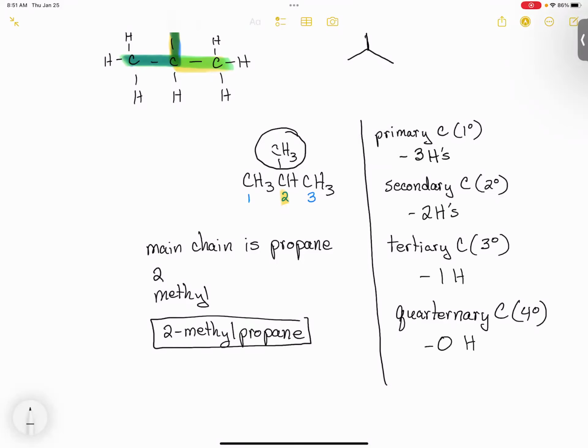So for me, it's easier to count the hydrogens than it is to say, okay, how many of these? It's less confusing. So on this, the one we just did, this is a primary carbon because it has 3 hydrogens on it. This was a primary carbon because it had 3 hydrogens on it. But the middle one was actually a tertiary carbon because it only had 1 hydrogen on it.